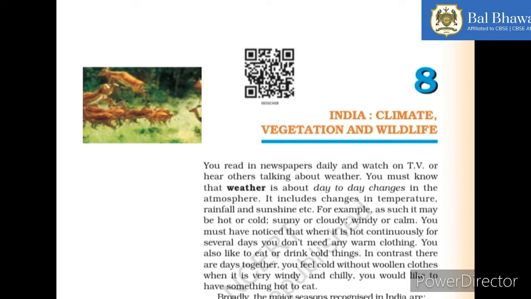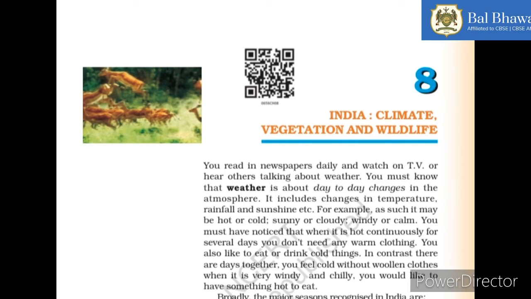Today, I'm going to start the new chapter, chapter 8 of your geography book, India: Climate, Vegetation, and Wildlife. You read in the newspaper daily, watch on TV, or hear others talking about weather. You must know that weather is about day-to-day changes in the atmosphere. This means whatever changes take place day to day is called weather. It includes changes in temperature, rainfall, and sunshine, etc.